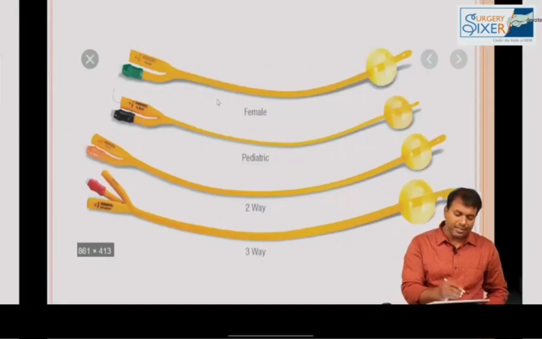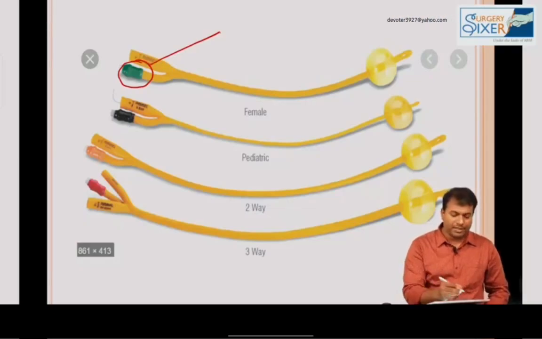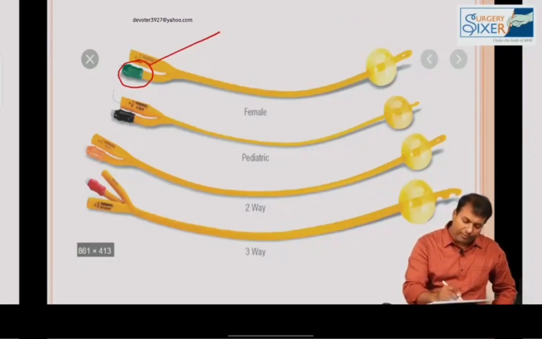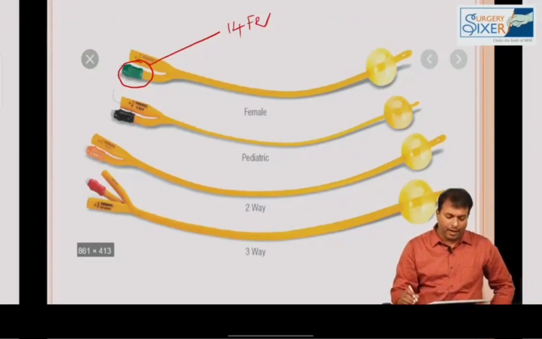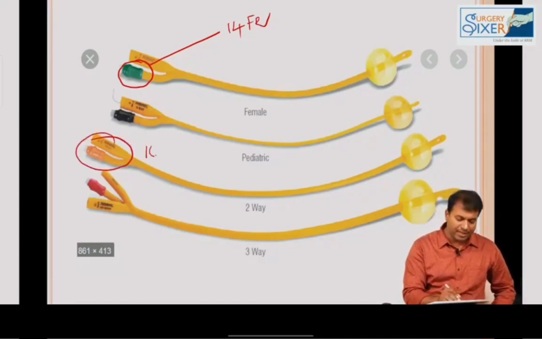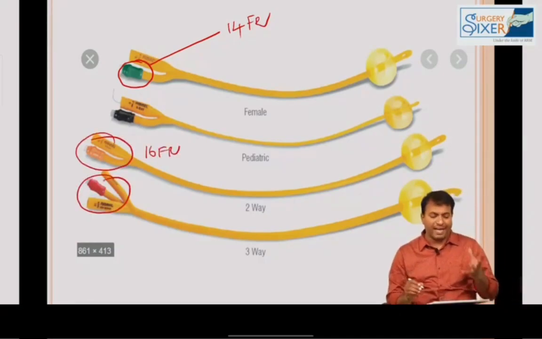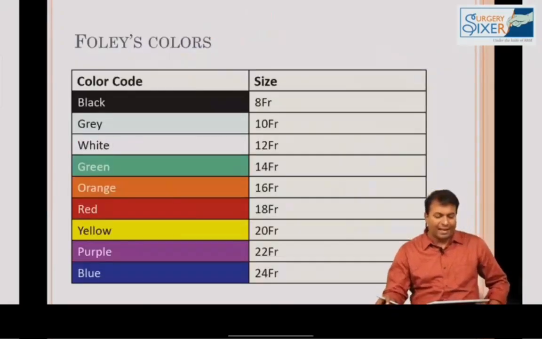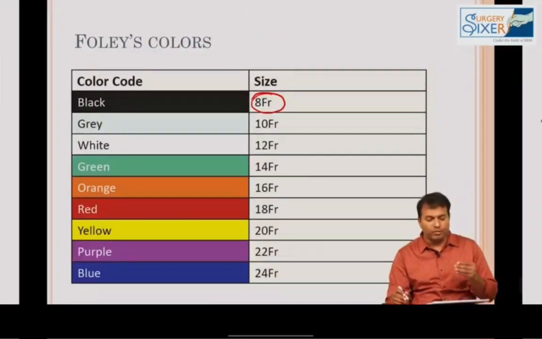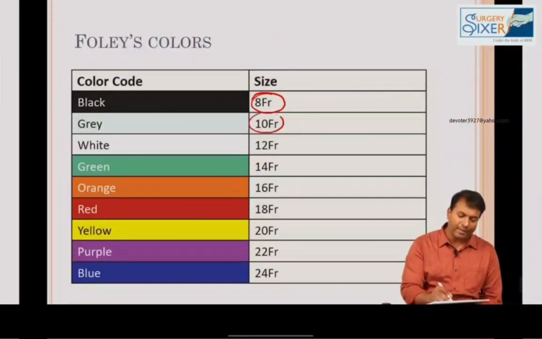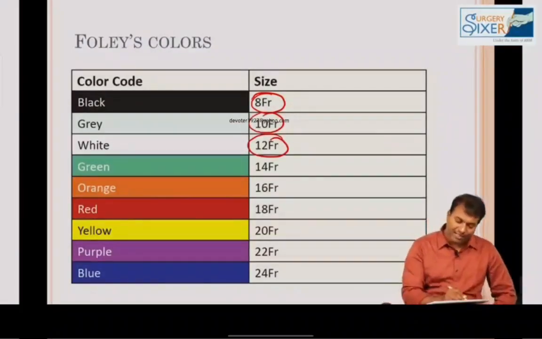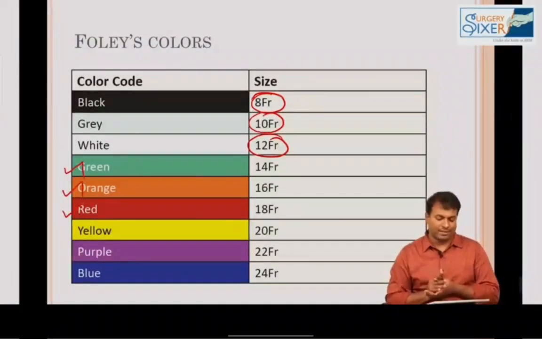So you can see this is green color. Can you tell me the size? This green color code is 14 French. It is used in females. And you can see the orange color, which is used in males, usually 16 French. A very big size catheter is used for irrigation purposes, red, 18 French. And black is used for pediatric, 8 French. Very small catheters: black, grey, white, 8, 10, 12. These are not asked in exams, but they have asked green, orange, and red. So please don't forget these 3. The other colors are not so important.